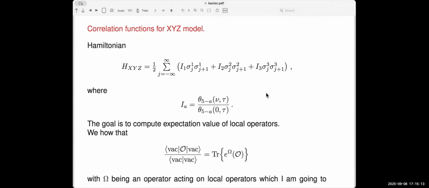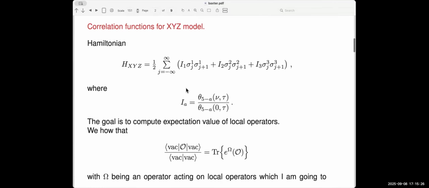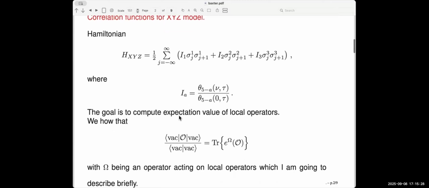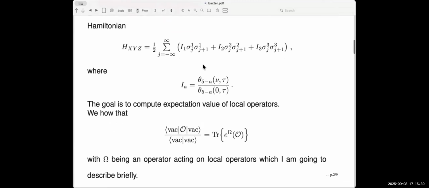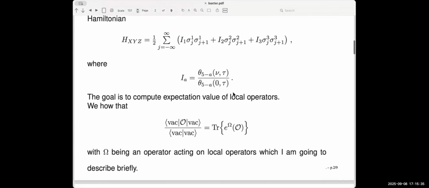So we are talking about the XYZ model. The Hamiltonian is written here. So I sum from minus infinity to infinity, but this is okay. This can be explained. What do I mean? There are three coupling constants, three coefficients here, and they're parameterized by the coupling constant nu and the elliptic modulus tau. The explicit formula will be written later.